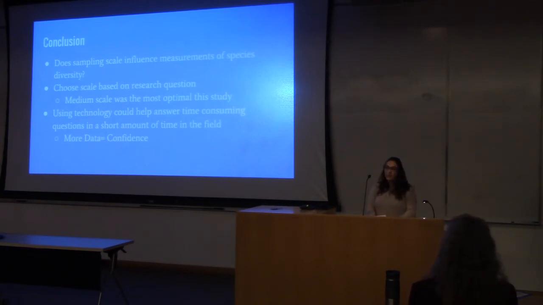For our particular study, we saw that the medium scale using the photo quadrats was the most optimal. This may be because compared to the marine point counts, we are able to use photo quadrats which covered a larger area, and we are able to collect more data in a shorter amount of time. And because we collected more data, we are able to be more confident in our results when looking at species diversity.